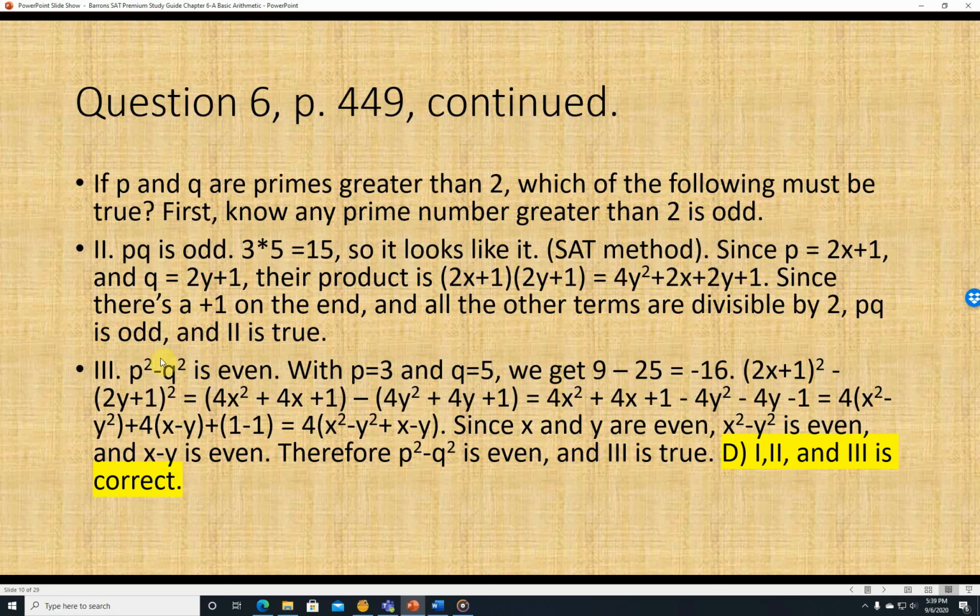Not PQ, sorry, P squared minus Q squared is even. With P equals 3 and Q equals 5, we get 9 minus 25 equals negative 16. That's still an even number, even though it's negative.